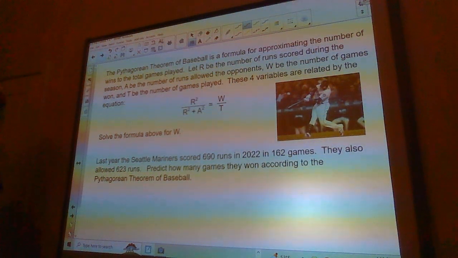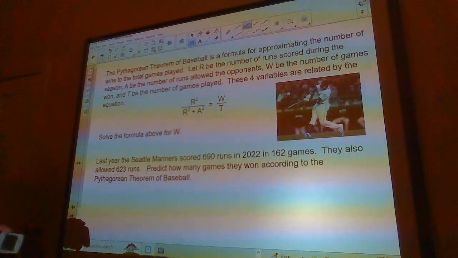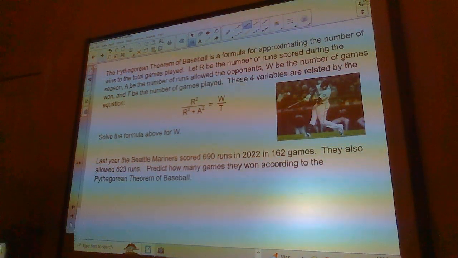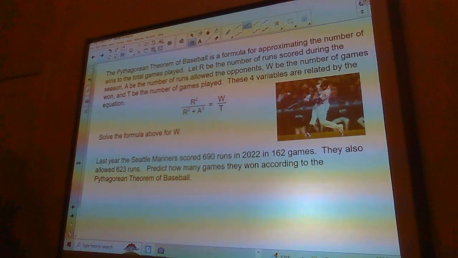Here's a wicked-looking one. The Pythagorean theorem of baseball is a formula for approximating the number of wins to the total games played. Let R be the number of runs scored during the season. Let A be the number of runs allowed by the opponents.